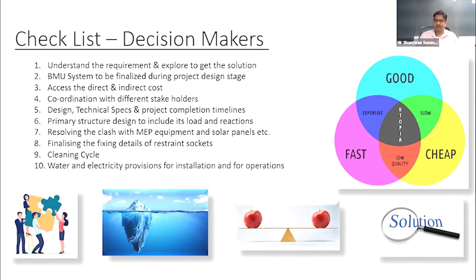We cannot go with the manual davit system or JIB system, because we will not have effective and efficient cleaning. So one should be aware while placing the order what cleaning cycle is required. Then we require water and electricity provision for the installation and operation of the system. So this is basically the checklist for the decision makers which needs to be looked into.